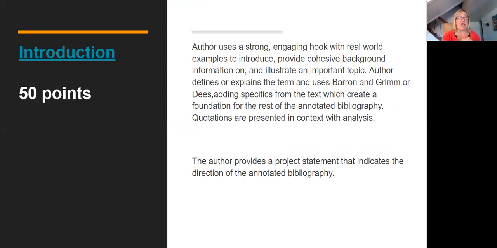So the introduction, and by the way, this is a description of the excellent paper taken from the rubric. The author uses a strong, engaging hook with real-world examples to introduce, provide cohesive background information on, and illustrate an important topic. The author defines or explains the term and uses Barron and Grimm, or Dees, Ozias, and Godby, adding specifics from the text which create a foundation for the rest of the annotated bibliography. Quotations are presented in context with analysis, and there's a project statement that indicates the direction of the annotated bibliography.